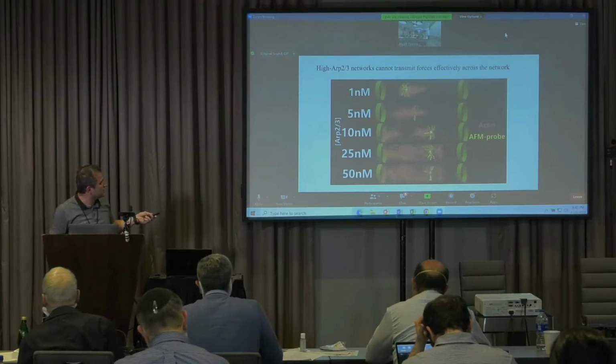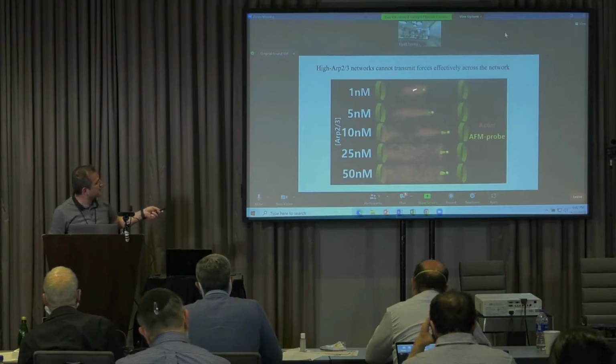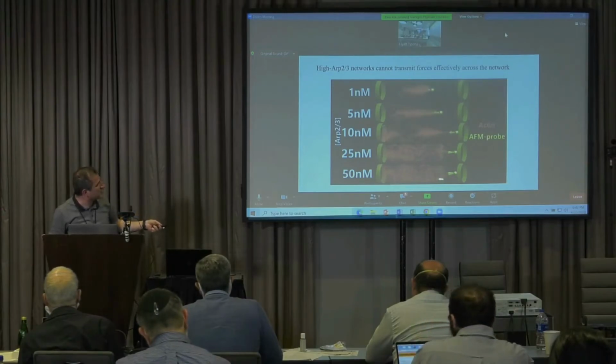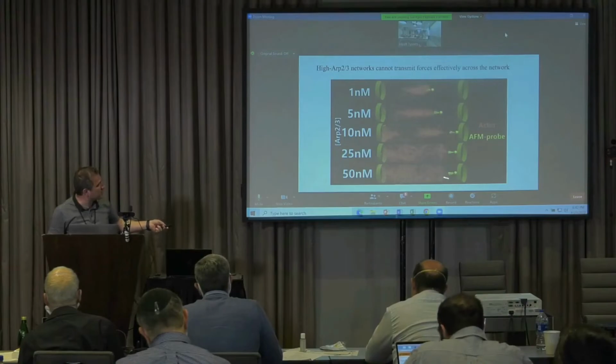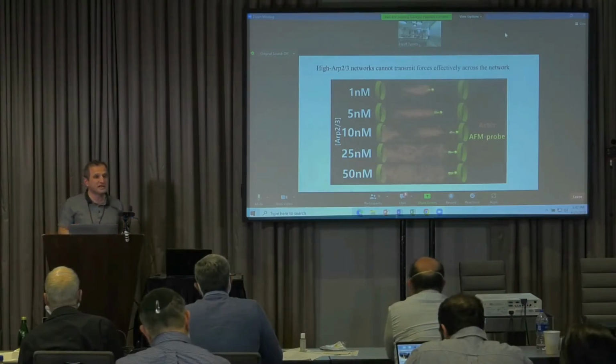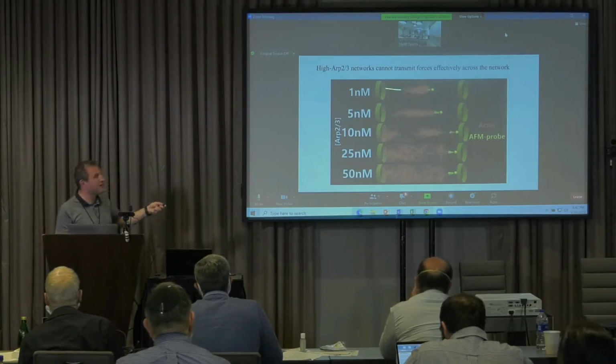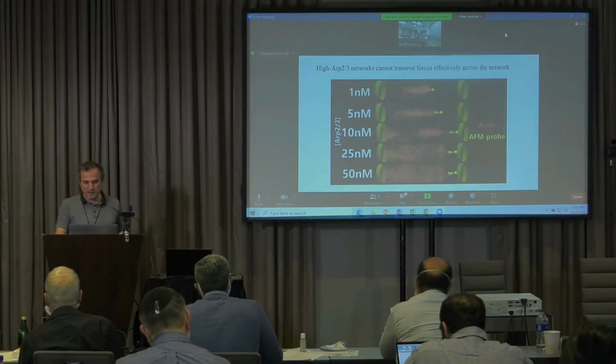You'll see that he is putting this thing in and pulling the network. In this case, he can pull the whole network with it. But at the bottom, you can see that this is pulling only part of the network. So this shows that the network gets mechanically fragmented as you increase the Arp2/3 concentration. And I think I have one slide at the end here.